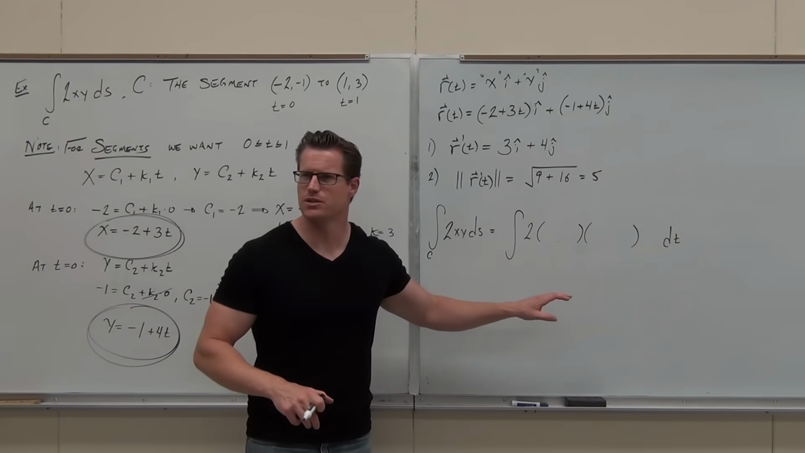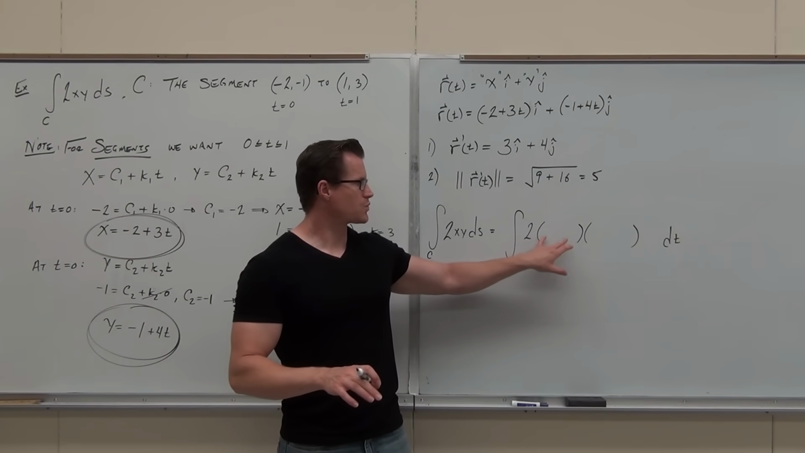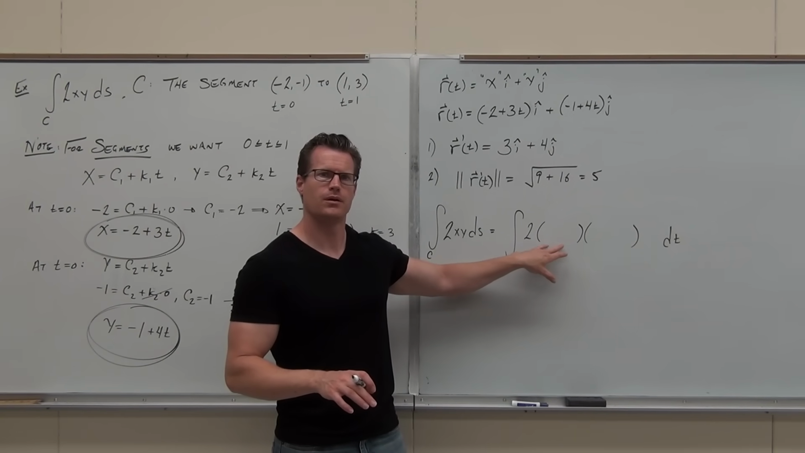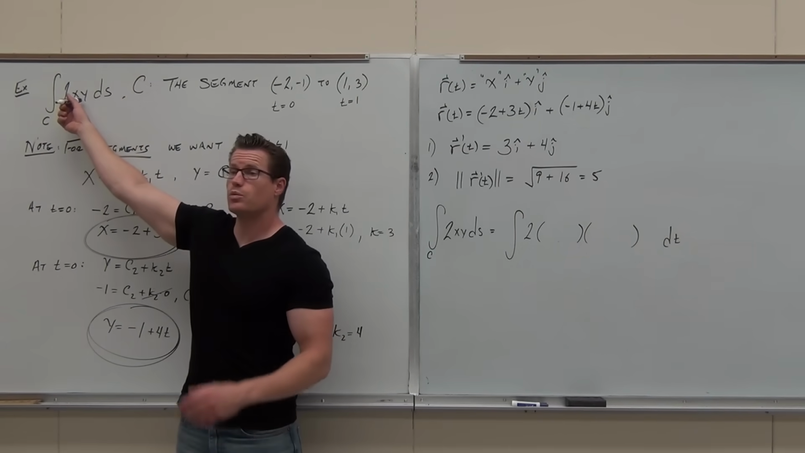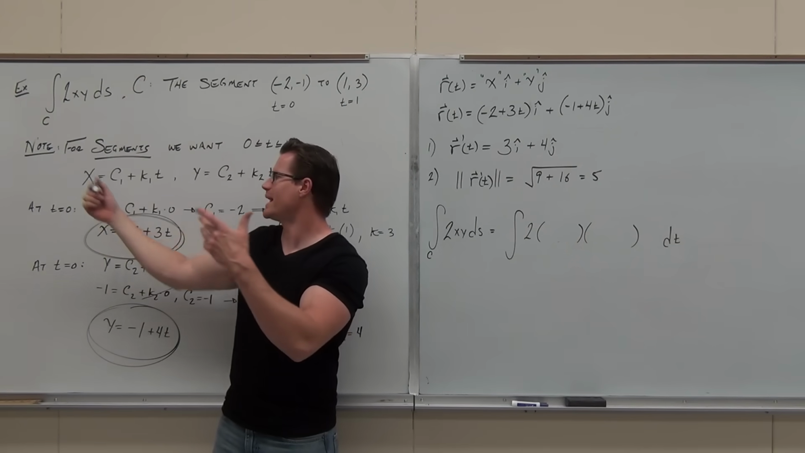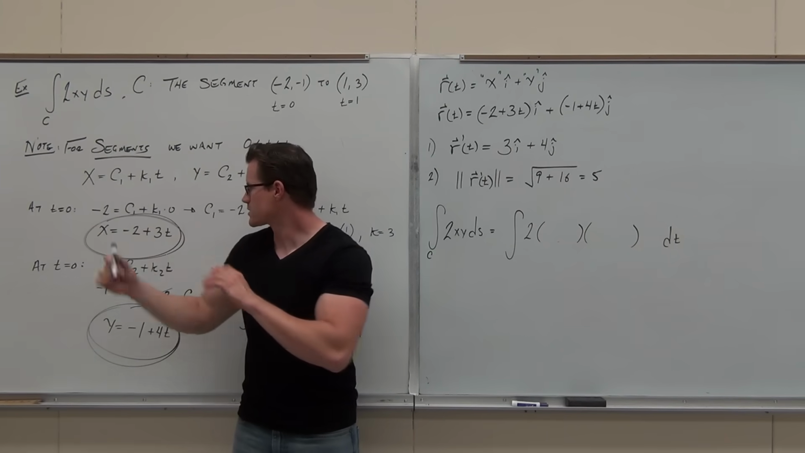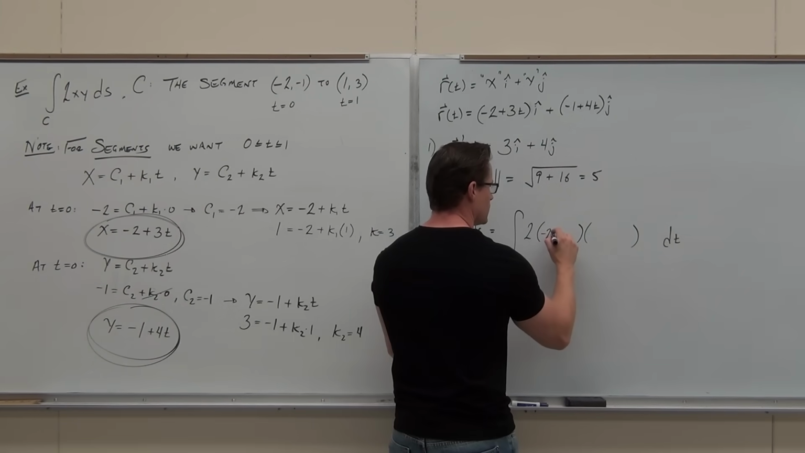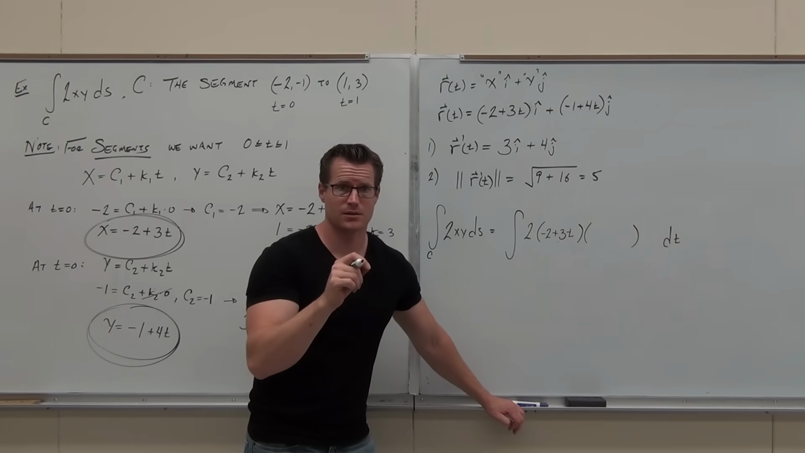Did you try it? It shouldn't take you too long. Did you put something down? What goes right here? Where'd you get that? Hey, it says reparameterize that. We got a 2. We got a 2. We got an x. No, we can't have an x. It's all dt. That's why we reparameterized this. So that would be -2 plus 3t. Is it starting to sink in?